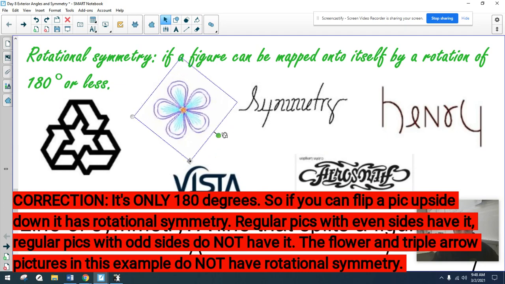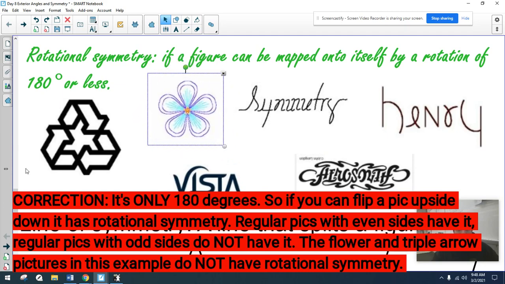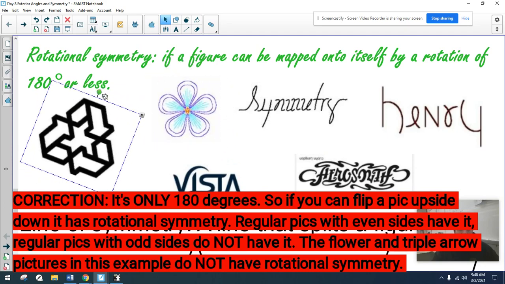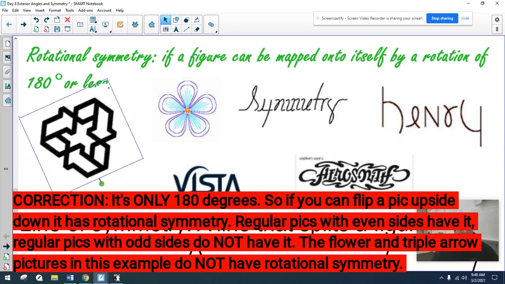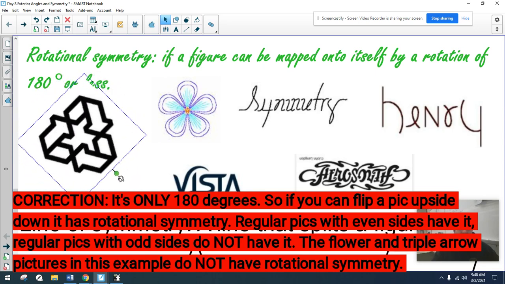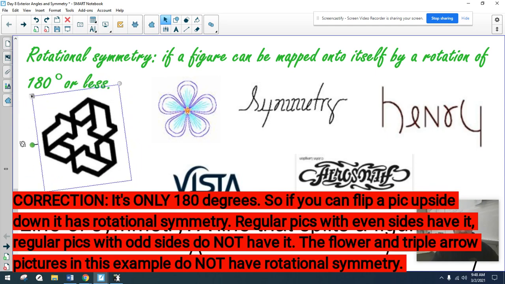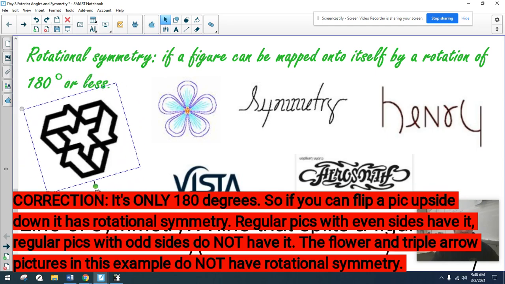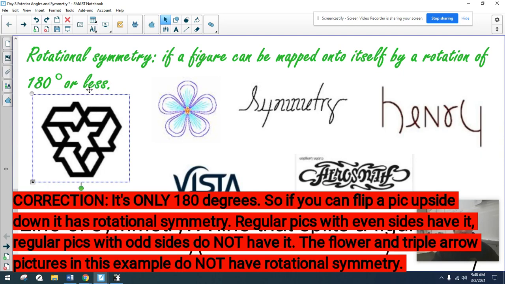Okay, same thing here with this little flower. Flip it upside down, same. And then this one right here. This one would have to go a full 360 for rotational symmetry, because if you put it upside down, it's not the exact same thing. But it also says that you can do or less.